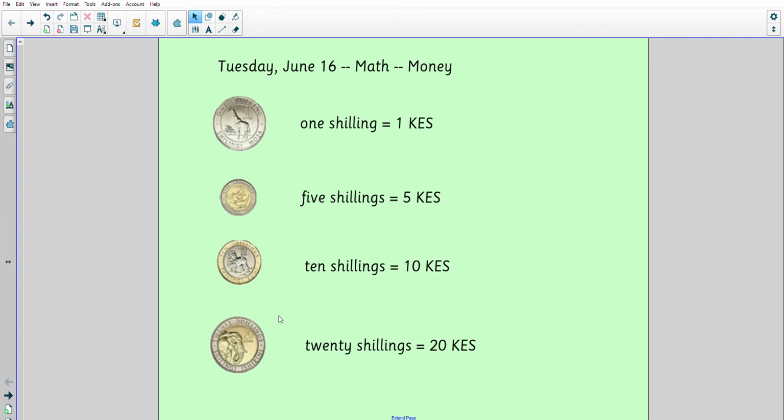Our final coin that we'll be talking about is the 20 shilling coin. Again, it says 20 shillings on top, shilingi ishirini on the bottom. This one has an elephant. How cool. And it says 20 shillings with numerals right here. So we can write out 20 shillings in words, and that's the same as, or equals, 20 in numerals and KES.